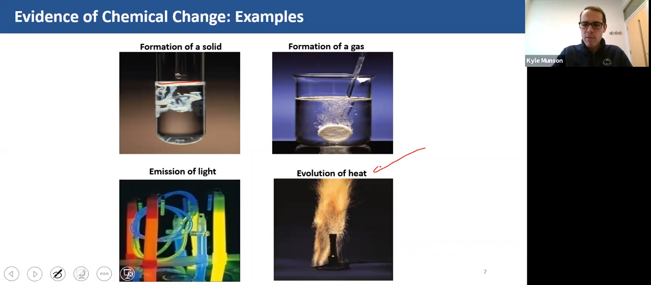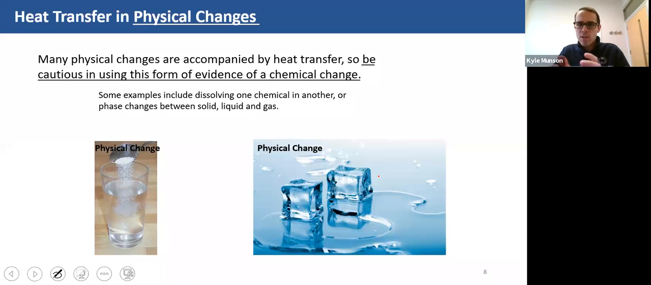Focusing in on the evolution of heat here, we need to be cautious when we're looking at heat as evidence for chemical reaction, because physical changes can also be accompanied by heat transfer, okay? So again, we need to be careful and read very carefully when we want to determine if heat, or the evolution of heat, or heat transfer is evidence of a chemical or a physical change.